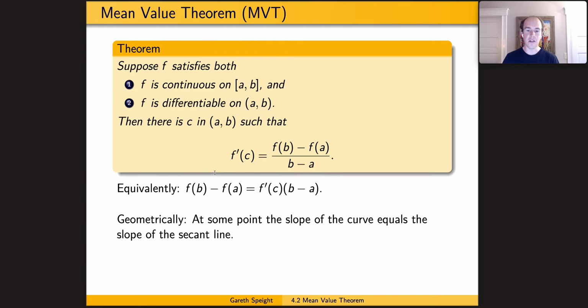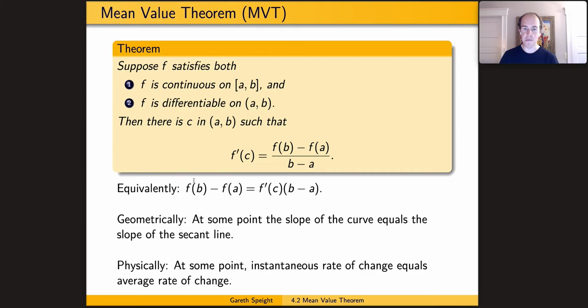Okay, so let's interpret this. Geometrically, what does this mean? Suppose we have a function y equals f of x on an interval [a, b]. We'll see a picture in a second. Then (f of b minus f of a) over (b minus a) is the slope of the secant line that joins the two endpoints, whereas f prime of c is the slope of the tangent line at c. So this equation is saying that at some point c, the slope of the tangent line equals the slope of the secant line joining the endpoints. There's a picture on the next slide.